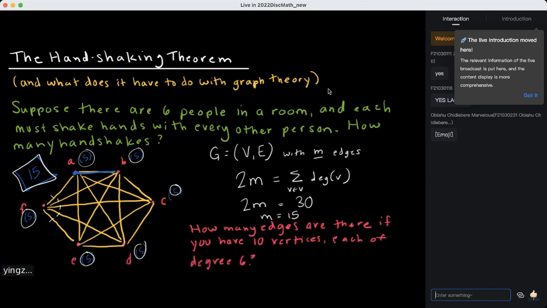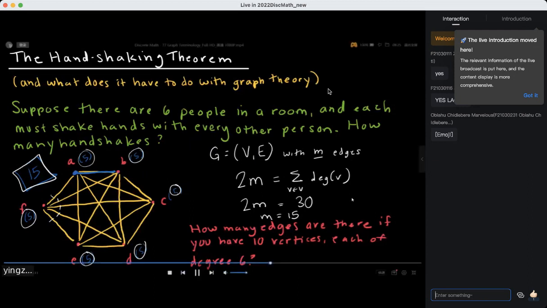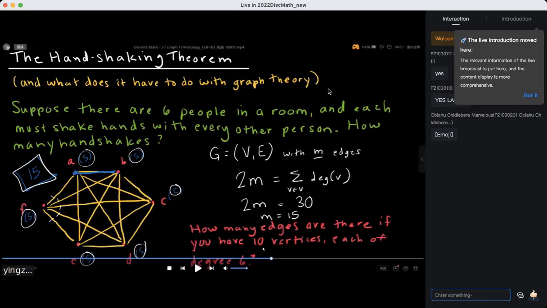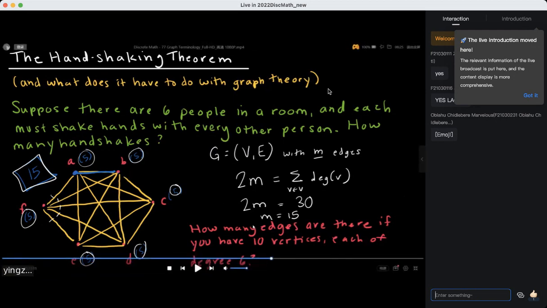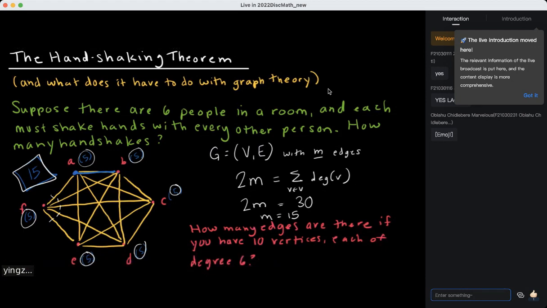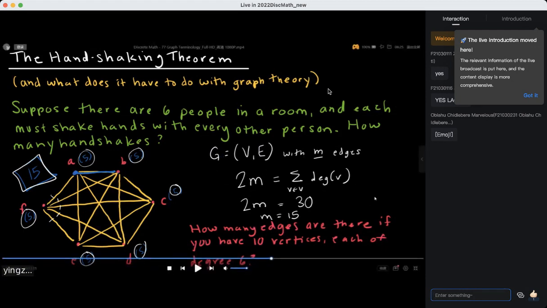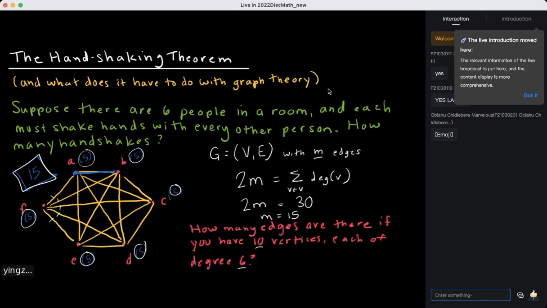How many edges are there if you have 10 vertices, each of degree 6? If we just use the counting rules, maybe you should count carefully. But if I use these rules, it becomes very easy. So again, I have to think about, what do I know? I have 10 vertices, each of degree 6. Over here, I had 6 vertices, each of degree 5, and that gave me 30. So that's all I'm going to do. 10 times 6 is 60. How many edges must I have? I must have 30 edges.